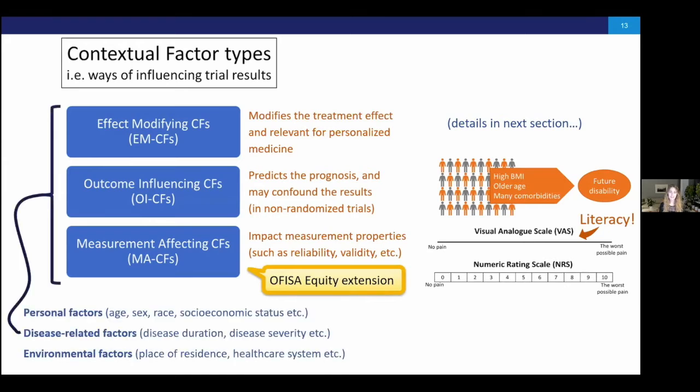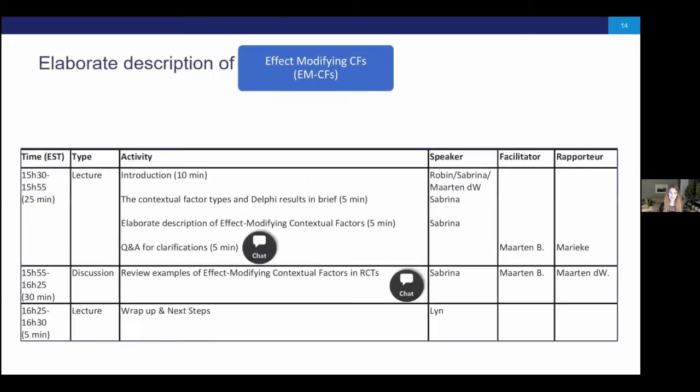Finally, to gently guide which possible factors could be considered within each type, specific factors must be either personal, disease-related, or environmental factors. The contextual factor types are not mutually exclusive, so some factors such as sex may be effect modifying, outcome influencing, and measurement affecting contextual factors. Since we only have limited time today, we'll only focus on effect modifying contextual factors for this session. So, in the next 5 minutes, I'll go into detail with this.